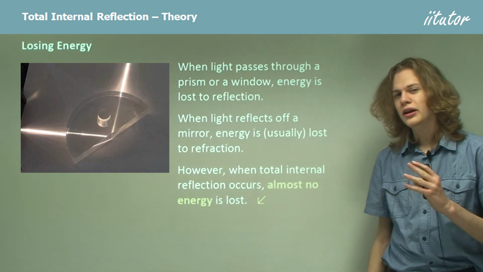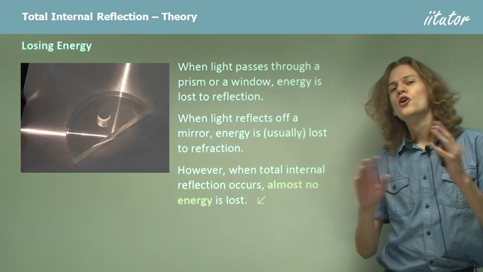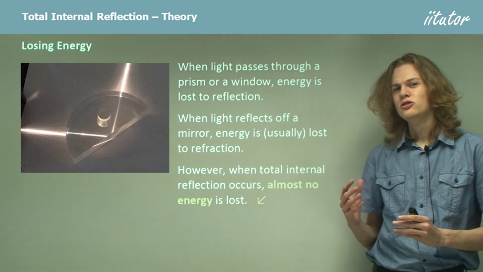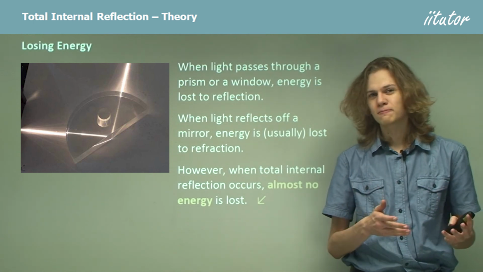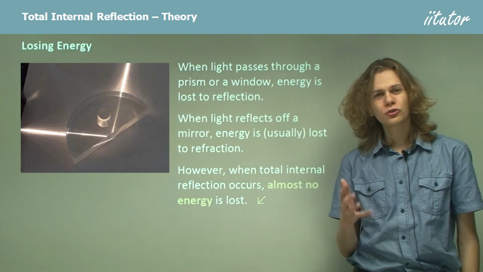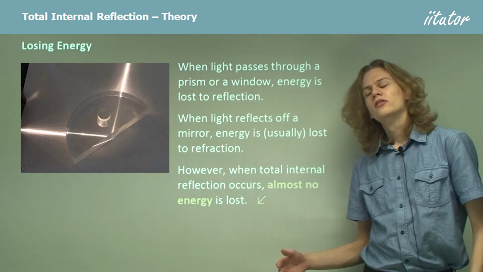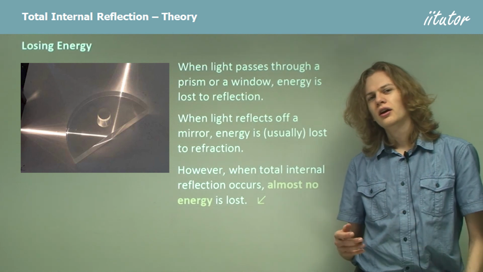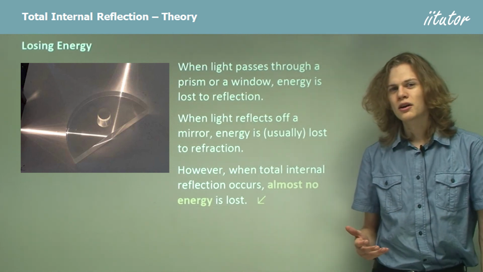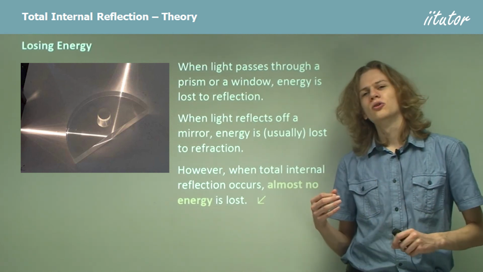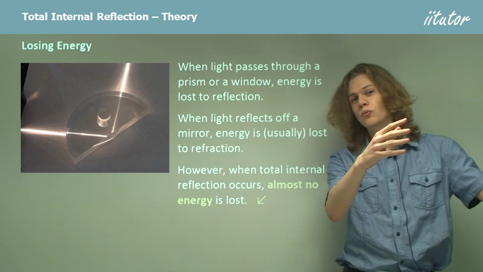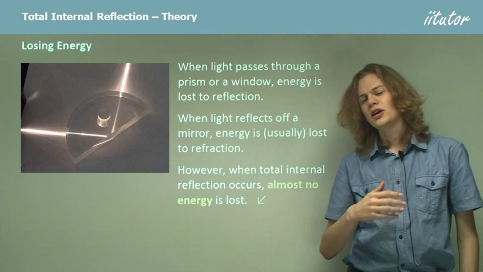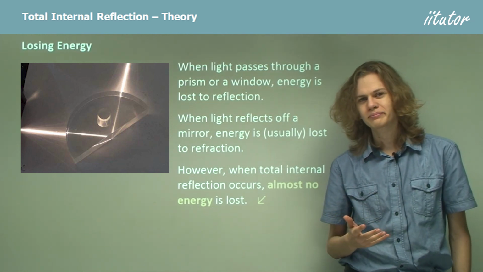In total internal reflection, there is no refraction because there's no angle that we can possibly refract at. This means that we don't get any energy lost to refraction, and instead, the boundary between the two media behaves like a mirror. This is why if you're just underwater and you're looking up at the surface of the water at the right angle, it'll appear to be very reflective, like a mirror.